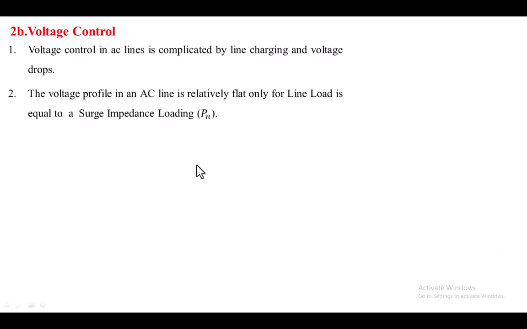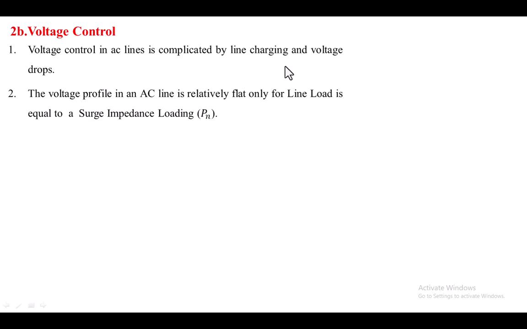Voltage control. In case of an AC transmission line, the voltage on a line is highly dependent upon the line charging and voltage drop in the line. In case of an AC line, some amount of capacitance exists between conductor to conductor as well as conductor to ground. Those capacitances take some amount of current. That current affects the voltage on the line. Not only that, the line has some amount of reactance. Because of the reactance, when current is passing through the line, some amount of voltage drops in the line also. That also affects the voltage available at a bus.